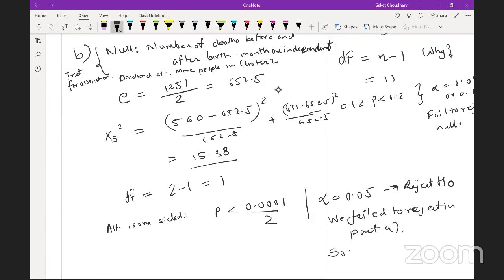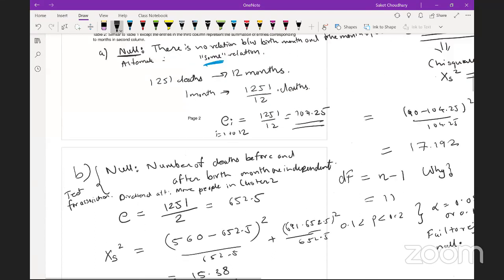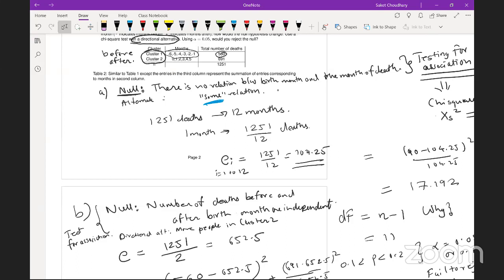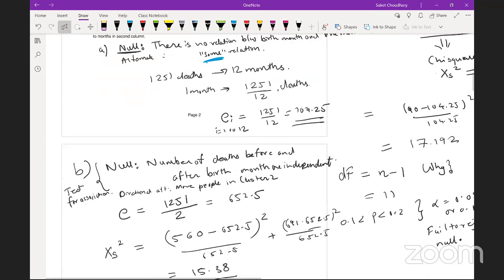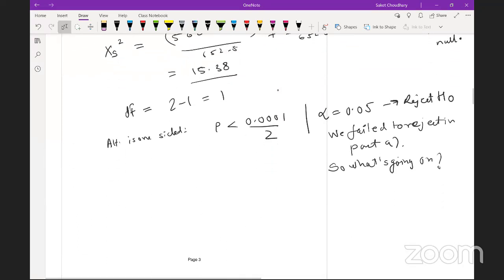Okay, so what's going on, right? We are still solving the same problem. We are still working with the same data. In part A, when we were looking for the association between the birth month and the death month, we failed to reject the null. And in this case, by looking at the association between before and after, we now can reject the null, right? So what's really going on?